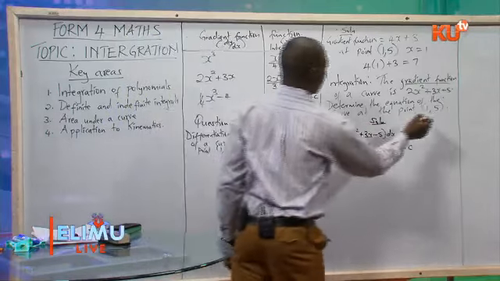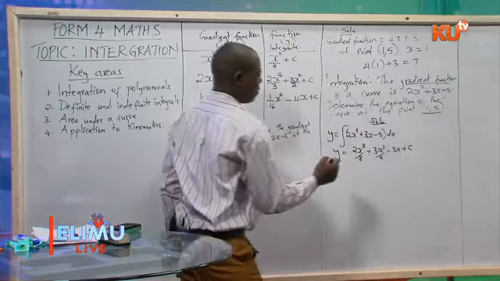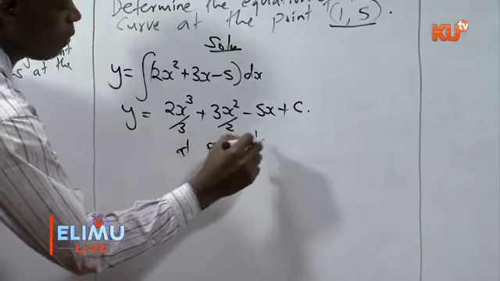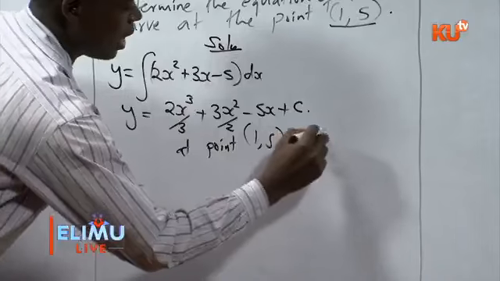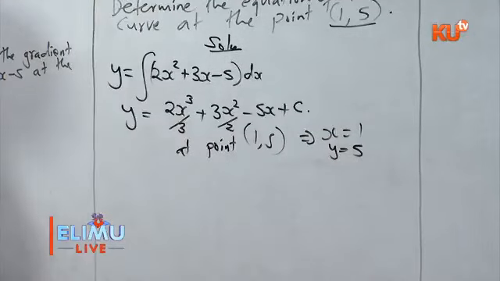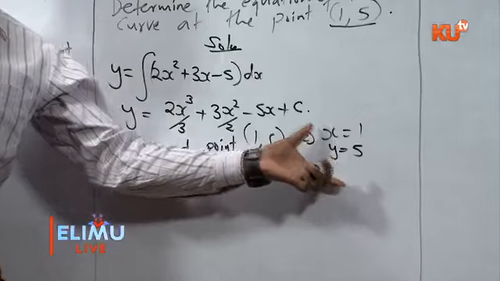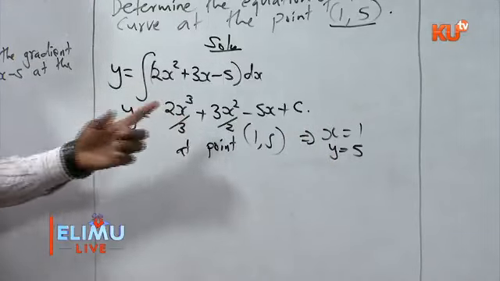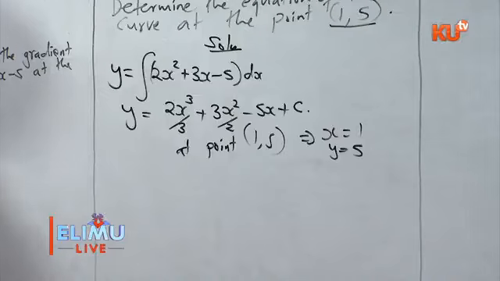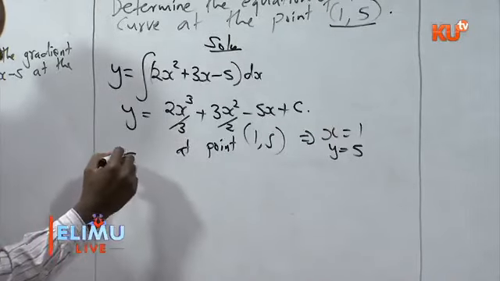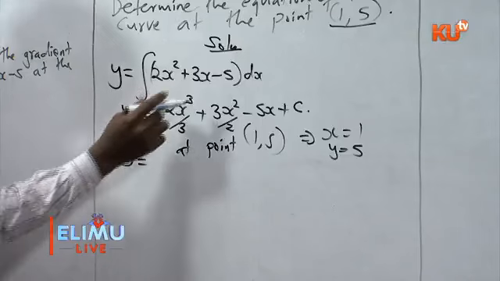And if this curve is passing through this point, then it means at the point (1, 5), it implies that x is equal to 1 and y is equal to 5. So we will use these values to replace in this equation so that we obtain the value for c. So if x is 1 and y is 5, substitute it here.